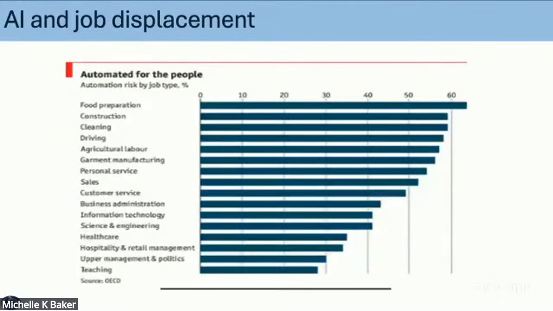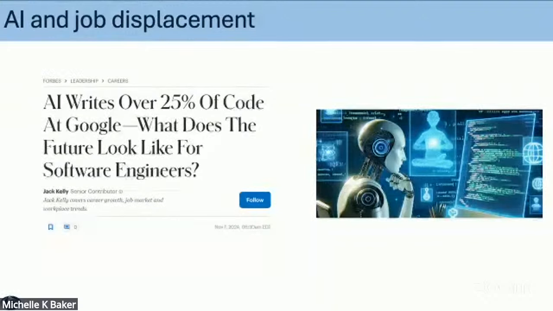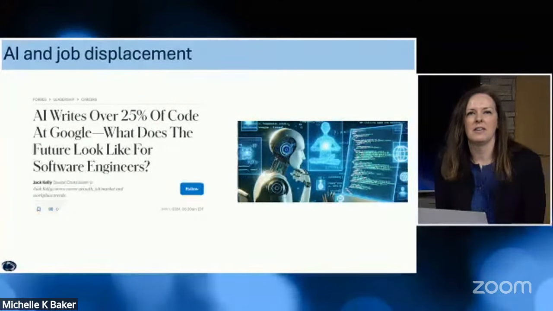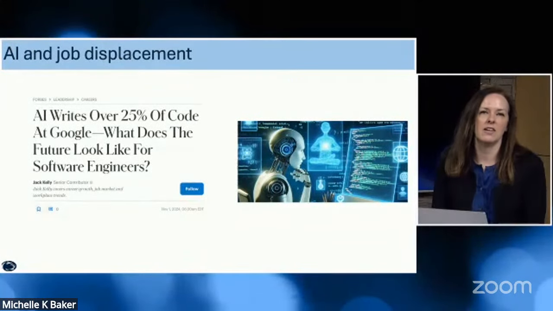So AI and job displacement, just to give you an idea of what people are thinking. Food preparation is one that they're thinking will be automated in the next several years. Teaching is at the bottom, which is interesting. Personal services, driving, although we've seen the promises of self-driving cars for quite some time, and yet they have failed to catch on at this point. But we'll see what the future holds. And interestingly, as I mentioned before, AI is writing over 25% of the code at Google, which really has posed the question of what the future is going to look like for software engineers. The very people who are designing these programs are in danger of being replaced.